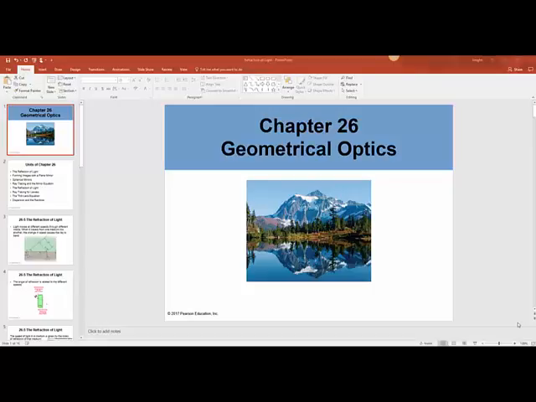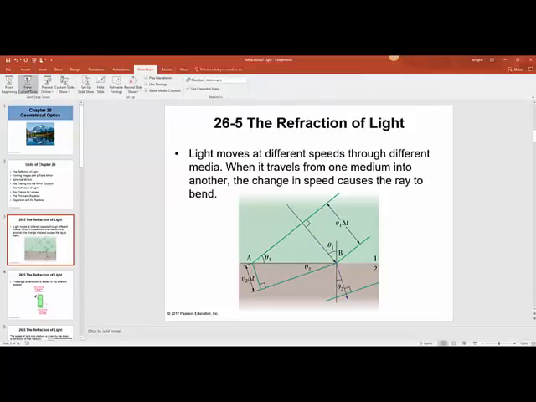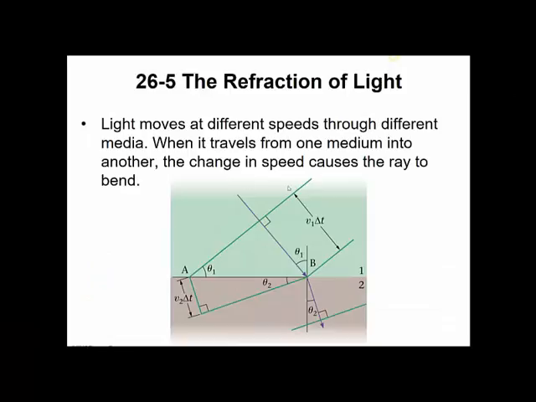This is the first of 3 lectures on the refraction of light. The refraction of light refers to the bending of light as it goes into another substance. Remember that light travels at 3 times 10 to the 8 meters per second in a vacuum and in air. However, when it travels into something that's considered more optically dense, it will slow down and it causes it to bend.